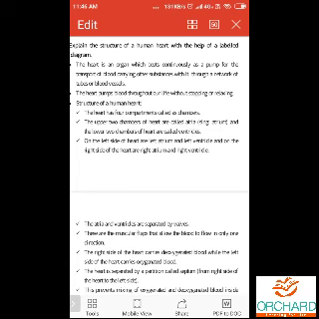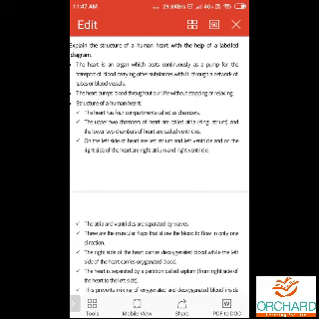becomes more interesting. The heart is an organ which beats continuously as a pump for the transport of blood, carrying other substances with it through a network of tubes or blood vessels. The heart pumps blood throughout our life without stopping or relaxing. Structure of a human heart.